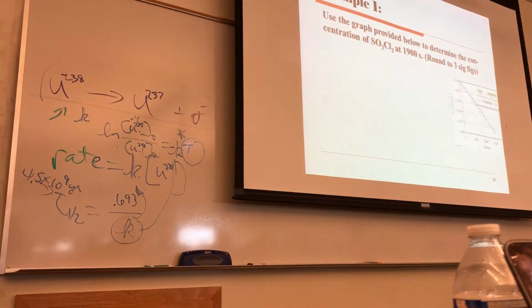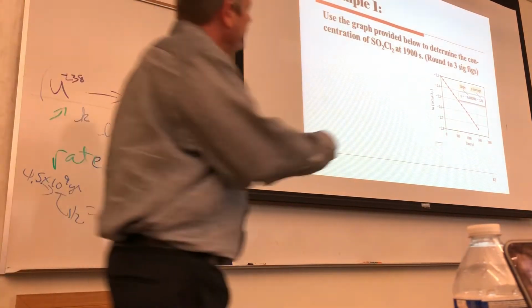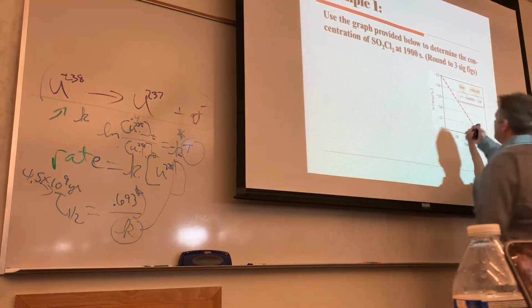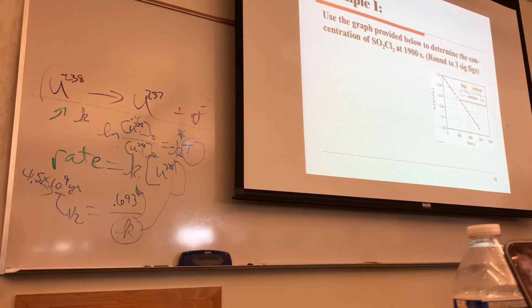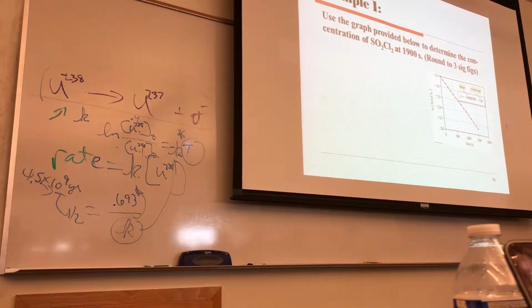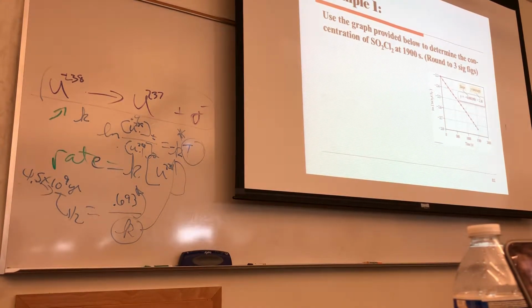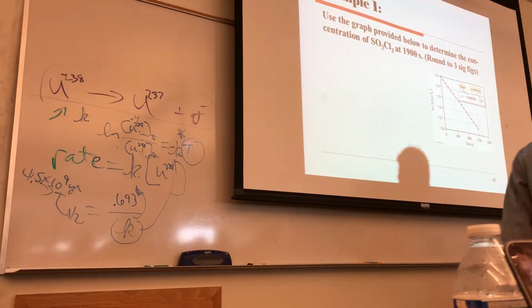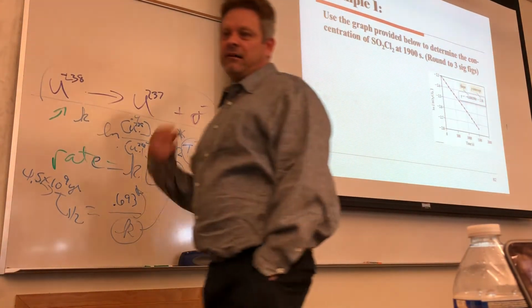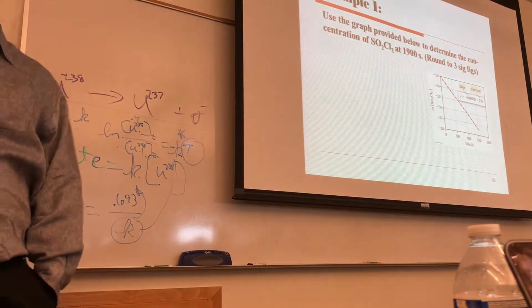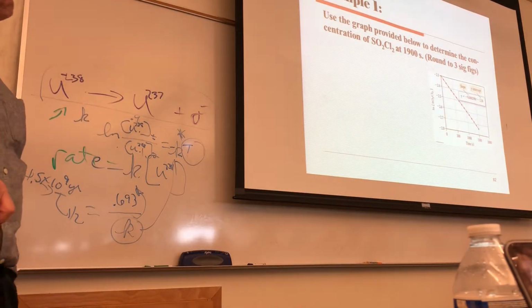Okay, so let's see, what does this mean? So here's something here. I have this here. I'm pointing these things out. And it says, use this provided to determine the concentration of SO2Cl2 at 1,900 seconds. And this one just tells you round to 3 sig figs. Don't worry about that in terms of determining the exact right sig fig. What would I do?